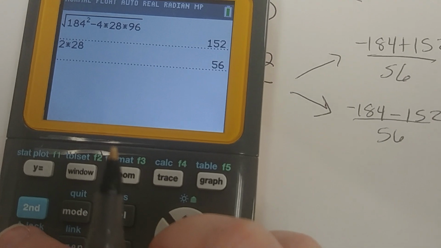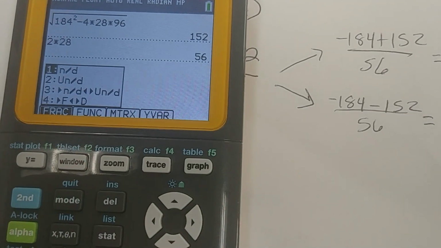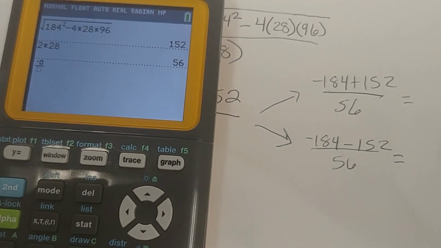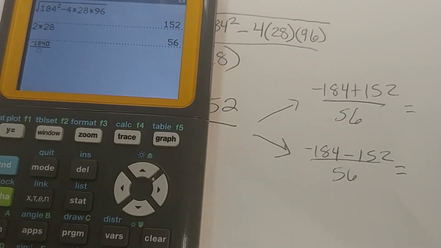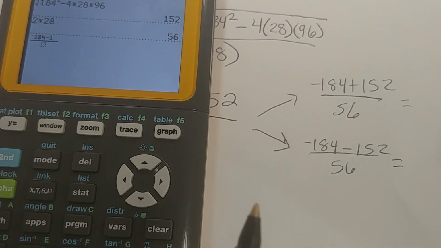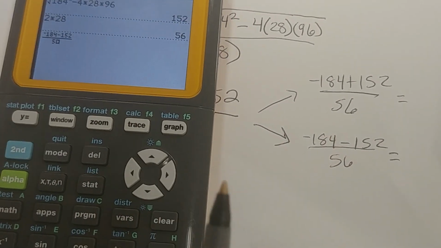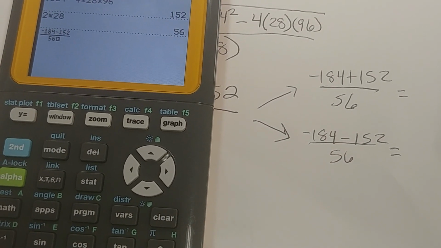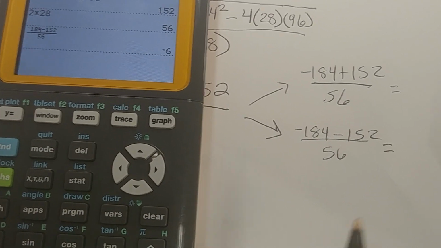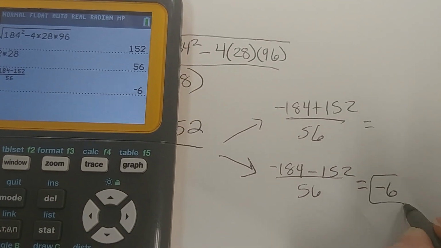So in these graphing calculators, don't forget alpha y equals will get you into a fraction form. So negative 184 minus 152, and I'm going to divide that by 56. And make sure I have all my numbers right. And that's going to give me negative 6 for this answer right here.